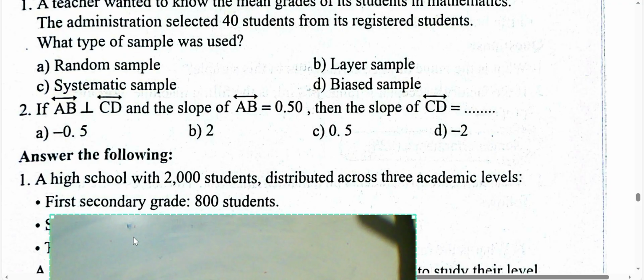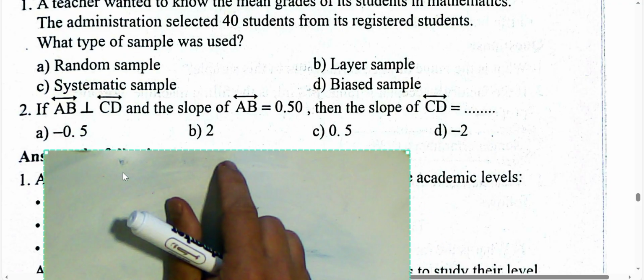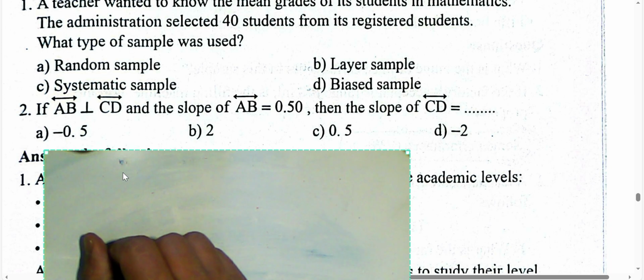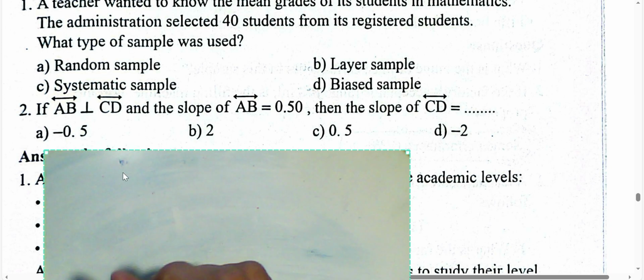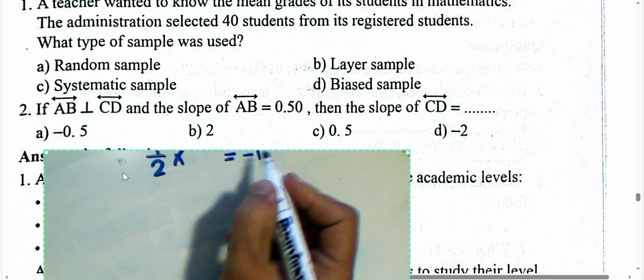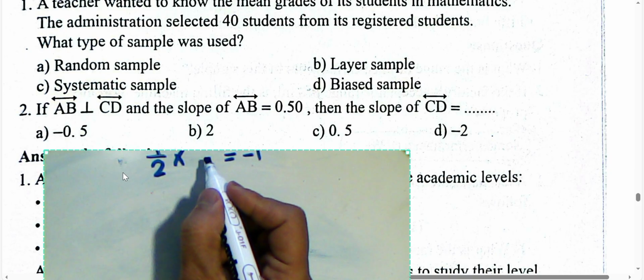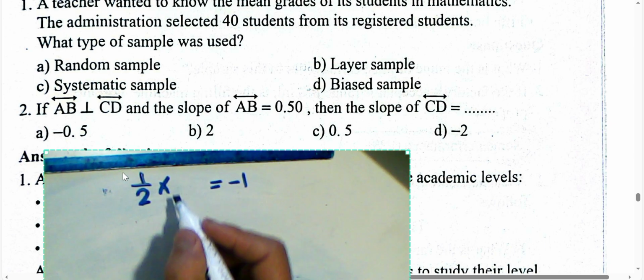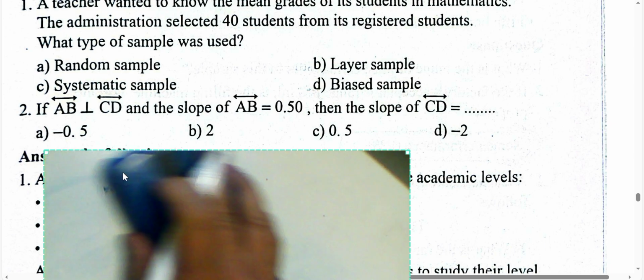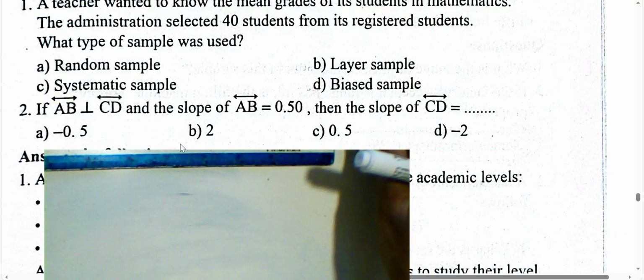If AB is perpendicular to CD and the slope of AB equals half, then the slope of CD equals what? We know AB is perpendicular to CD, then the product of slope 1 and slope 2 equals negative 1. We have slope 1, it was half. Half multiplied by what equals negative 1? Then half multiplied by negative 2. Then the slope here will be negative 2. Then the answer will be negative 2. Next question.